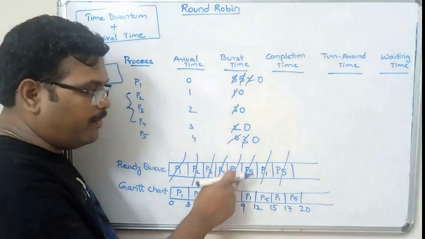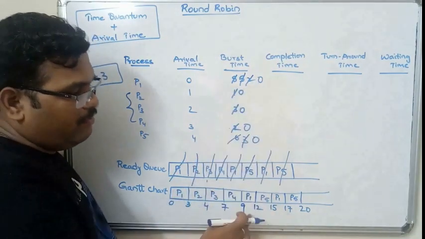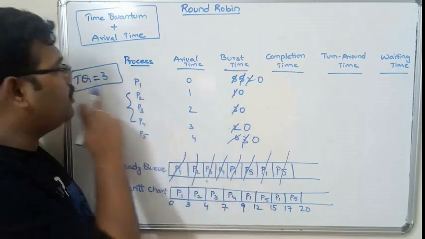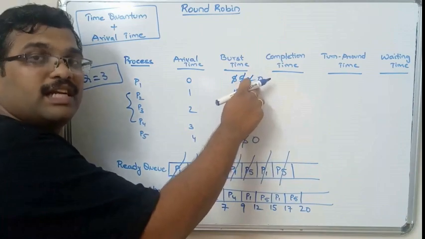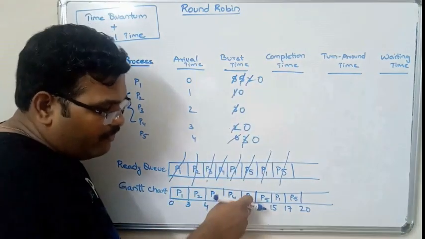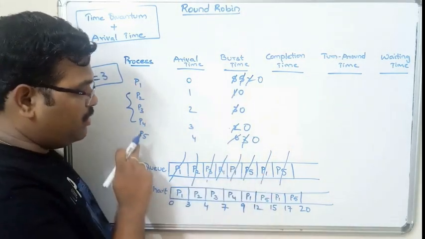Next in the order, P1 will be there in the ready queue, so P1 will be removed from the ready queue and it will be added to the CPU, and again P1 will execute till 3 milliseconds because the time quantum is 3. So still P1 requires 2 more milliseconds to complete its execution, so P1 will be removed from the CPU and it will be added in the ready queue.